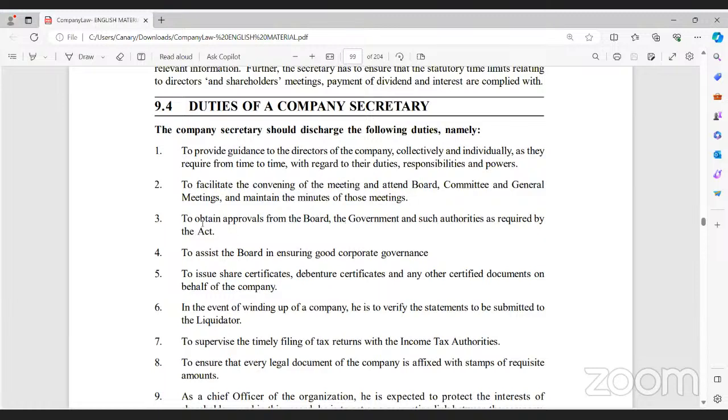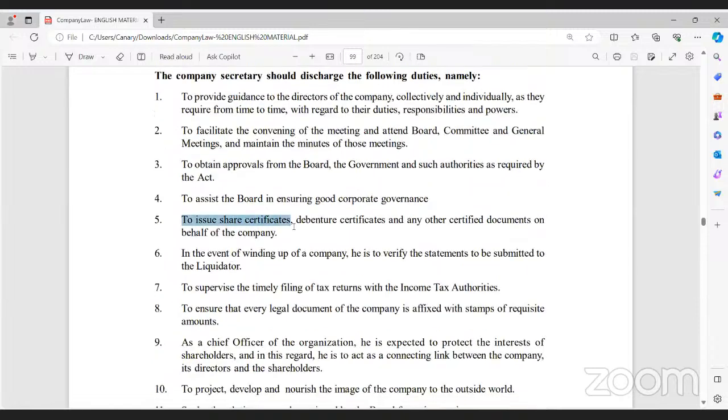Next, he also obtains approvals from the board and government whenever required. So if a firm wants to undertake any activity, or take a further step, or introduce a new product, or enter a new market, whatever decision the firm wants to take, if any approvals or powers are required from the government, the act or officials, he is the one who has to obtain those approvals. And he assists the board in seeing that the firm follows good corporate governance, maintaining good relations with all.